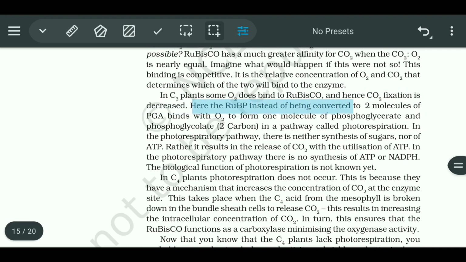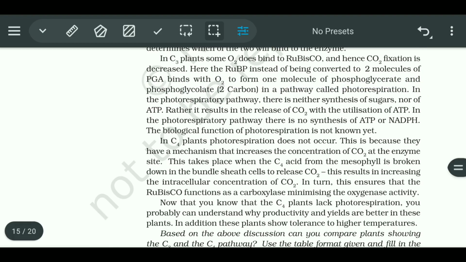Here the RuBP, instead of being converted to two molecules of PGA, binds with oxygen to form one molecule of phosphoglycerate and one of phosphoglycolate, a 2-carbon compound, in a pathway called photorespiration. In the photorespiratory pathway, there is neither synthesis of sugar nor of ATP. Rather, it results in the release of CO2 with the utilization of ATP. In the photorespiratory pathway, there is no synthesis of ATP or NADPH. The biological function of photorespiration is not known yet.